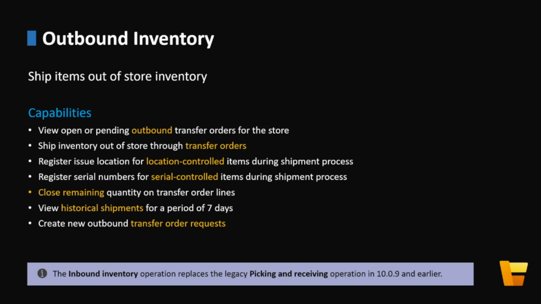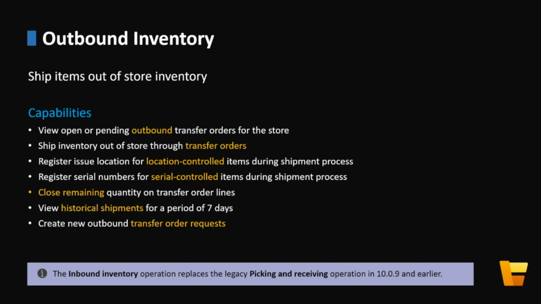And during the shipment process, this operation allows you to register serial numbers for serial controlled items that you are shipping. And you can also specify the location where the items are shipped from for the location controlled items. Those are the common capabilities available in both inbound and outbound operations. You can also close the remaining quantity if you confirm that for whatever reason, you cannot ship the full quantity as requested.